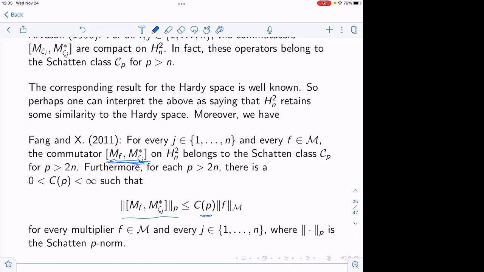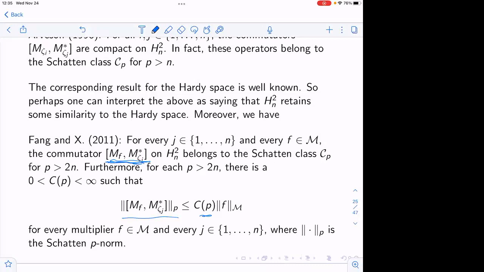Now, the same result: if you think about what happens on the Hardy space and Bergman space, this wouldn't be such a big deal, because you can just write down these commutators in terms of formulas, and you can prove this just by some very simple estimates of the kernel and so on. But on Drury-Arveson space, this is not so easy.